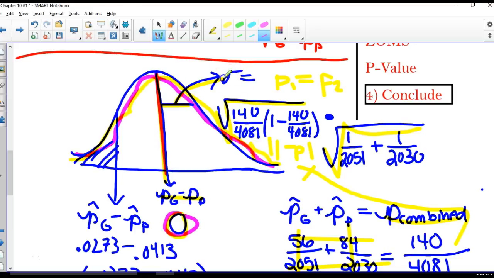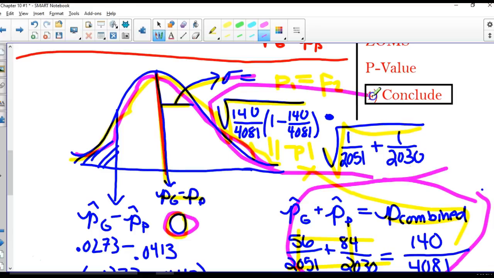I did my standard deviation that I got from finding my p combined. And I plugged everything in. And how did I know how to plug it in? I looked at my formula sheet on page 5.